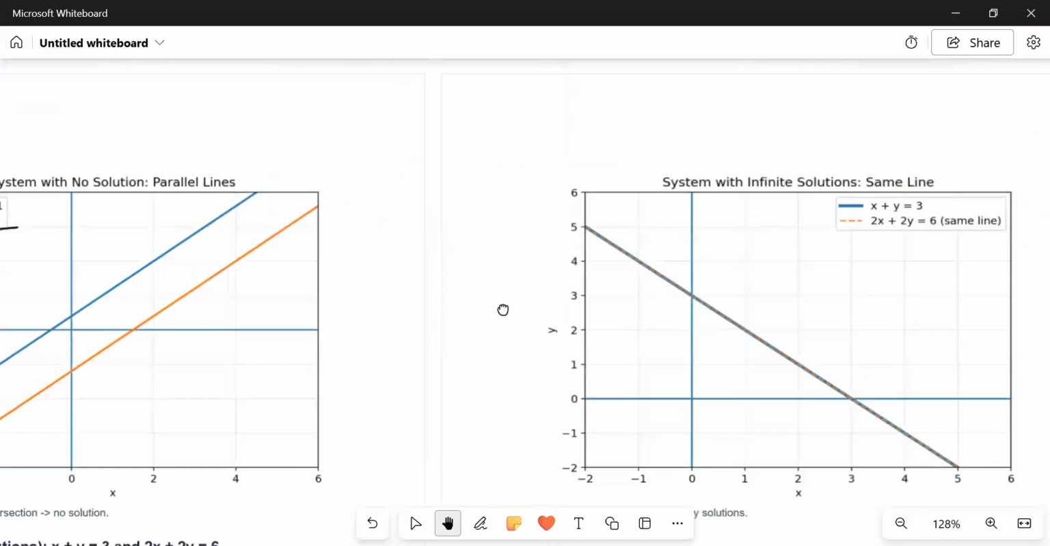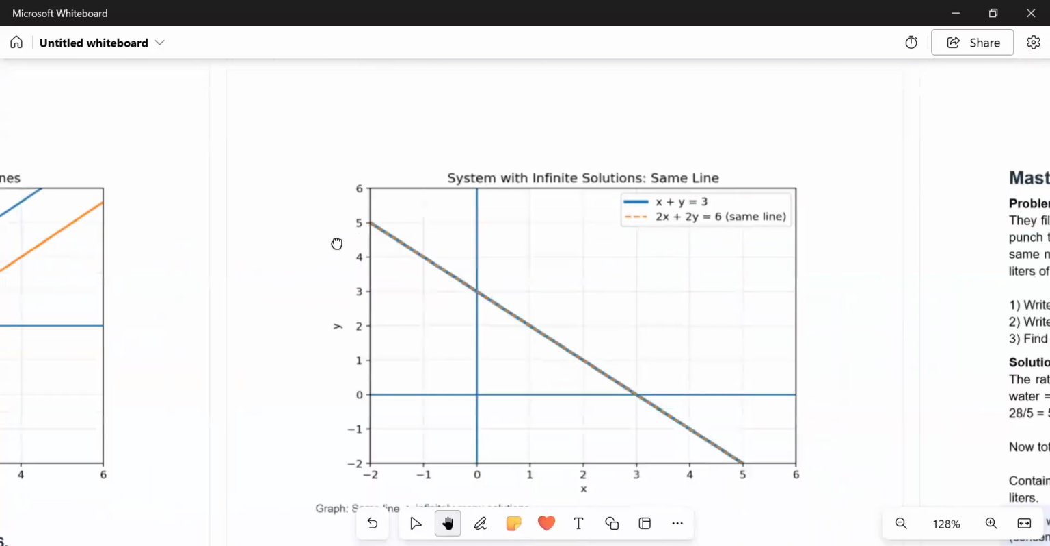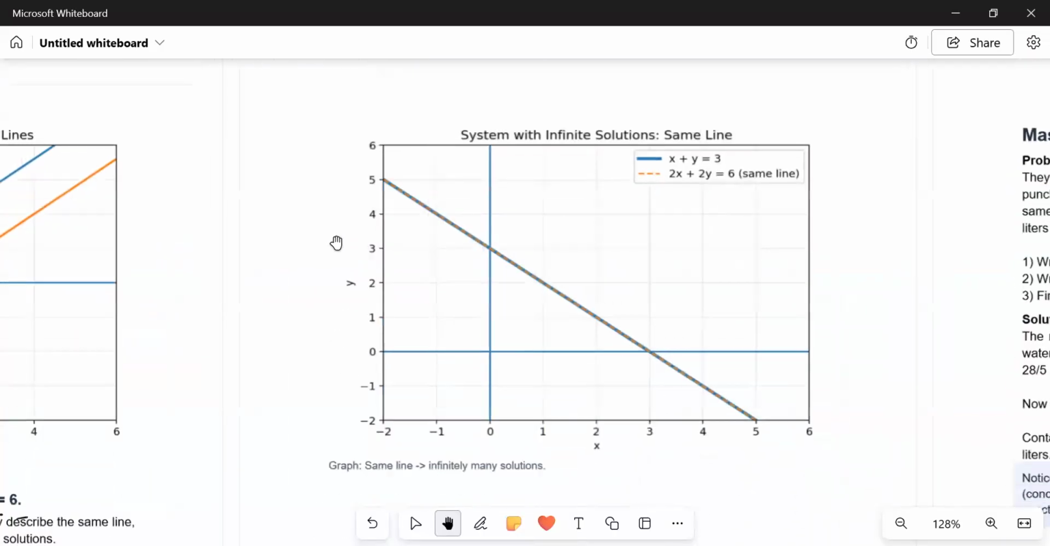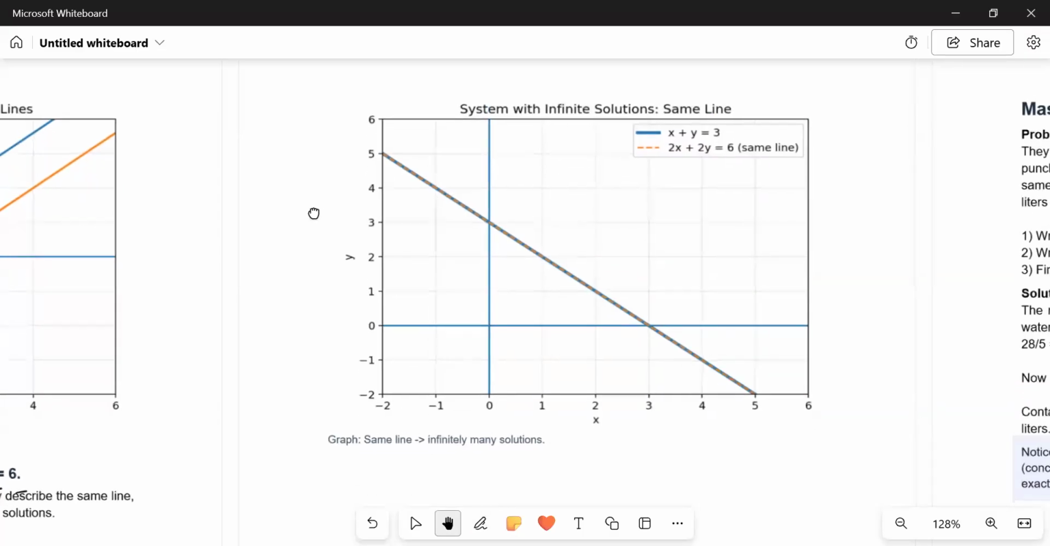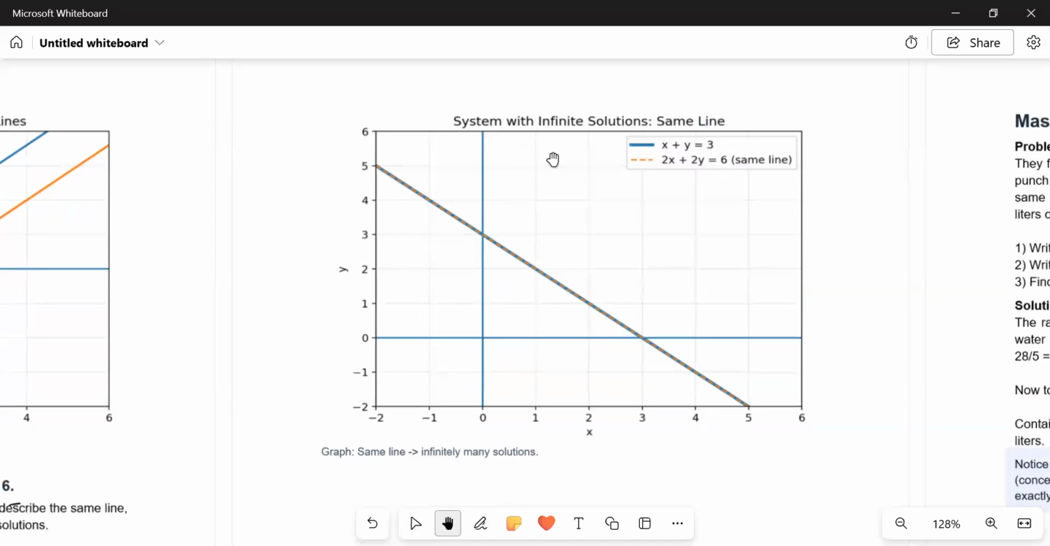You can ask your friends and quiz them: suppose I have a single straight line on a graph, can you come up with two different equations for that line? You can ask them and see if they know.